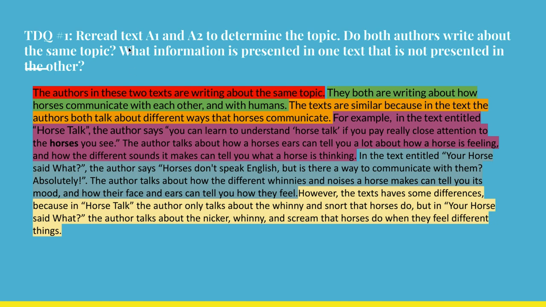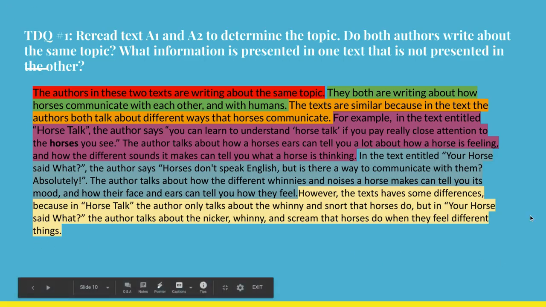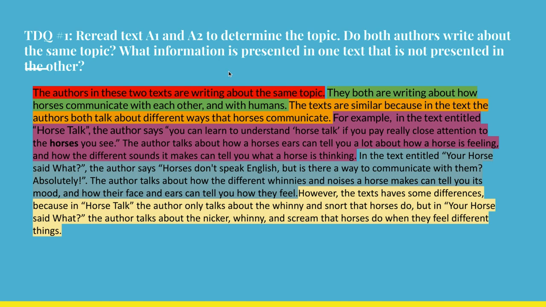But the second part of the question asks what information is presented in one text that's not presented in the other. So I'm going to look at text B, and I have to look closely here. I notice that the texts do have some differences because in Horse Talk, the author only talks about the whinny and snort that horses do. But in text B, Your Horse Said What, the author talks about the nicker, whinny, and scream that horses do when they feel different things. So the author in text B identifies more noises that a horse would make than the author in text A. So this is a written response that answers all these questions and not only does that, but compares and contrasts the two different texts that we read.